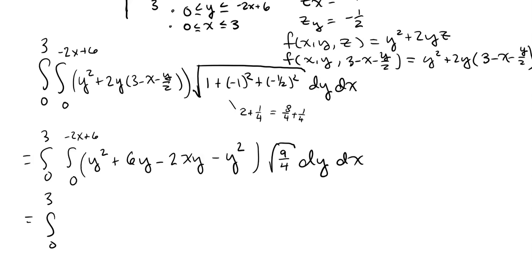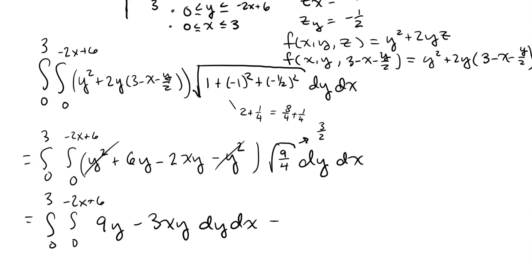So just continuing to clean things up. We've got a y squared minus a y squared. The square root of 9/4 is really just going to be 3/2. So we can distribute that 3/2. So 3/2 times 6 would really end up being 3 times 3, so we'll have 9y. And then 3/2 times a 2 is going to be -3, so we'll have -3xy dy dx.